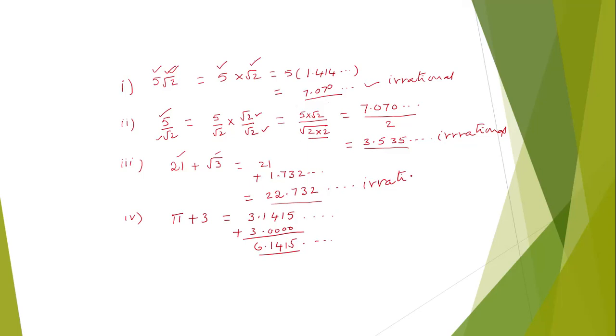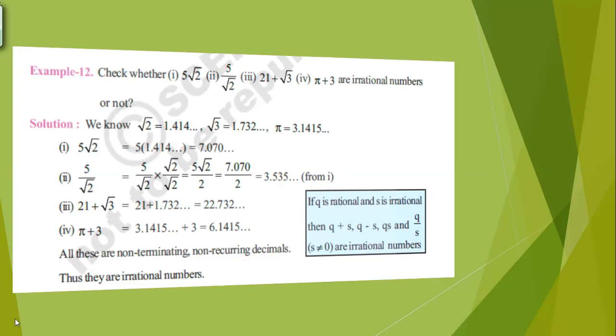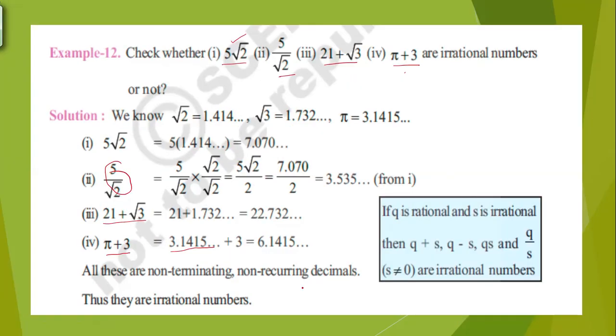Why did you say this is irrational? Non-terminating, non-recurring decimals are called irrational numbers. Here, pi is an irrational, 3 is a rational. The sum of these two gives us 6.1415. This is also an irrational. Then what do you say about these four examples? Look there, in the box which you may observe on the screen.